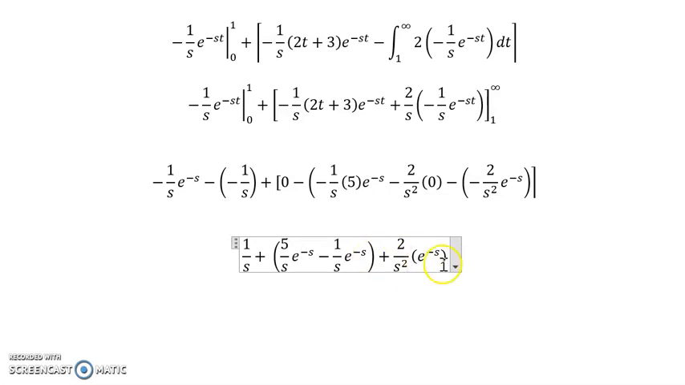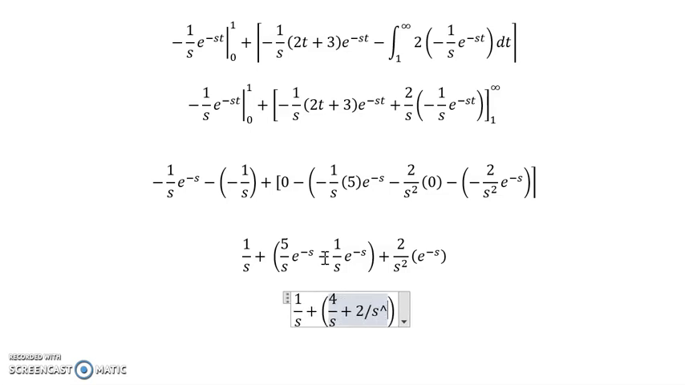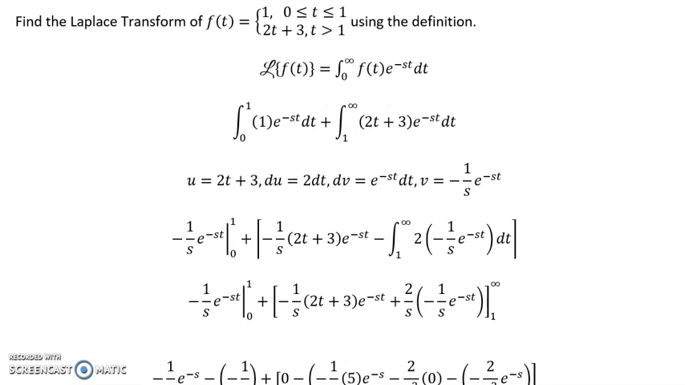And so what I can do is combine my e to the negative s terms as 5 minus 1 is 4 over s plus 2 over s squared, and then both of these times e to the negative s. And so this is my Laplace transform for the piecewise function that we started with.